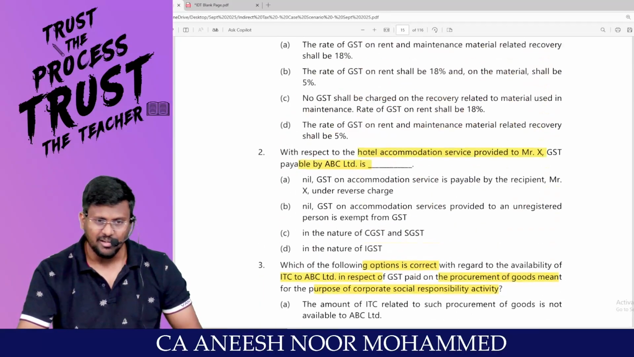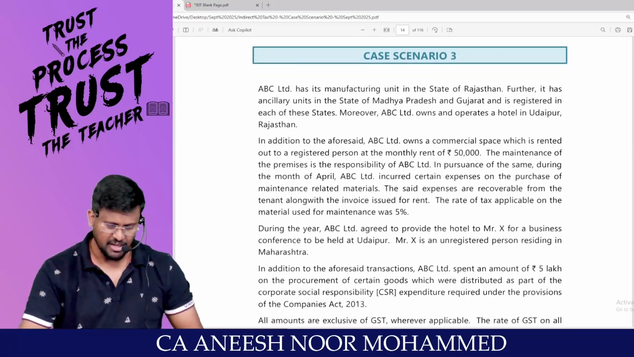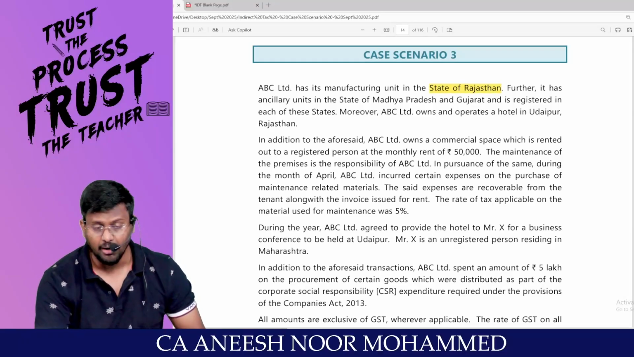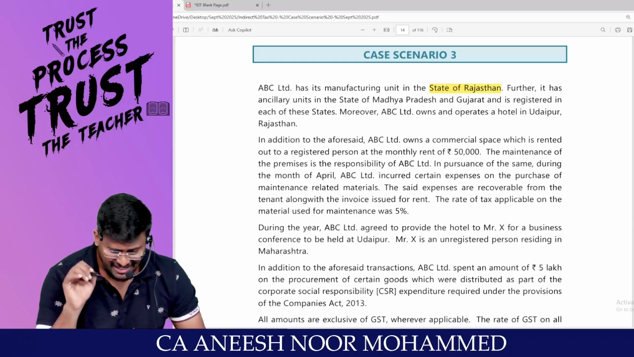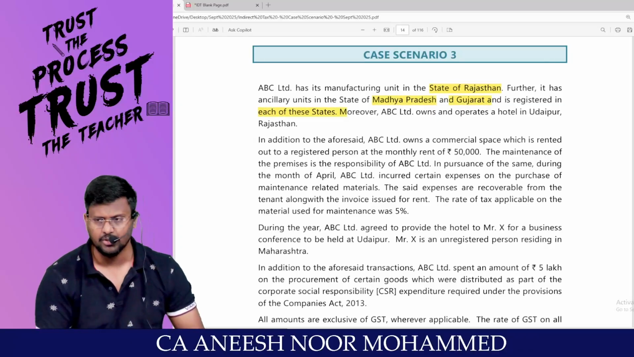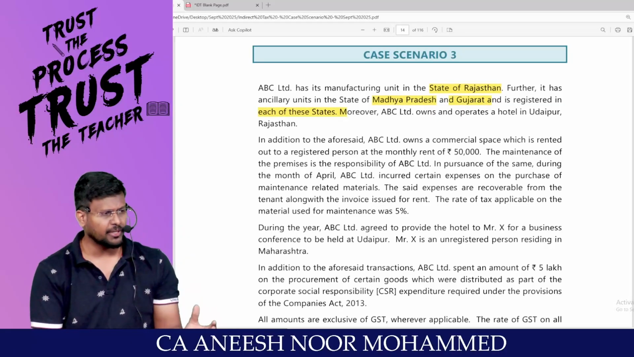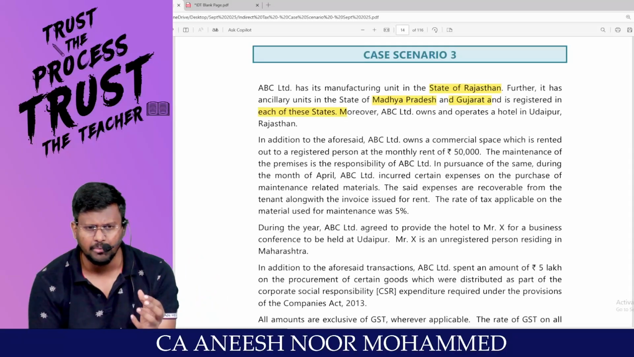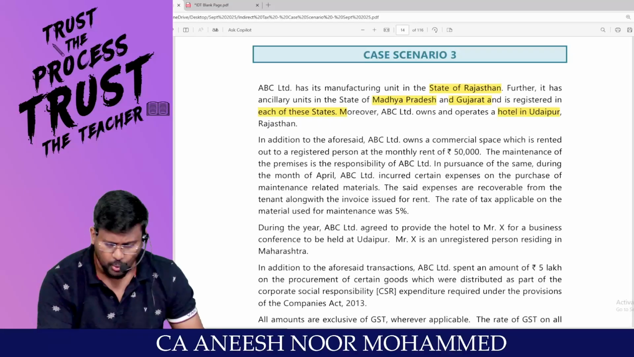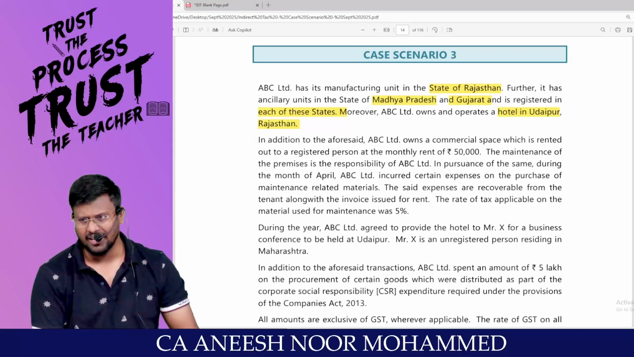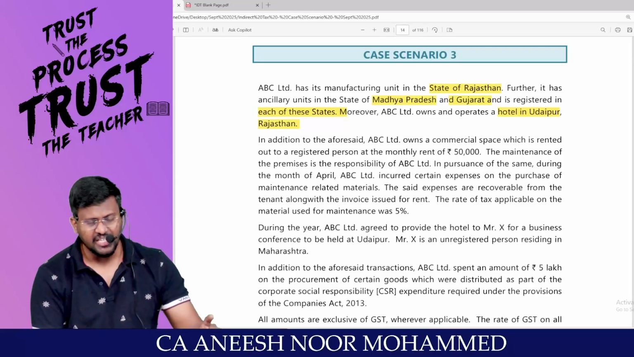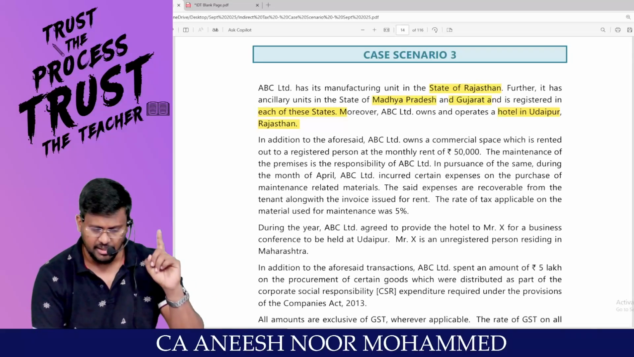Only 3 questions are there. Then I will start reading the case scenario. ABC Limited has its manufacturing unit in Rajasthan. Further, it has ancillary units in Madhya Pradesh and Gujarat and is registered in each of the states. So they are registered in Rajasthan, Madhya Pradesh, Gujarat. That means they are deemed distinct persons. Moreover, ABC Limited owns and operates a hotel in Udaipur, Rajasthan. In Rajasthan, they have one more hotel also. As per section 25 subsection 4, these guys will be treated as deemed distinct persons.